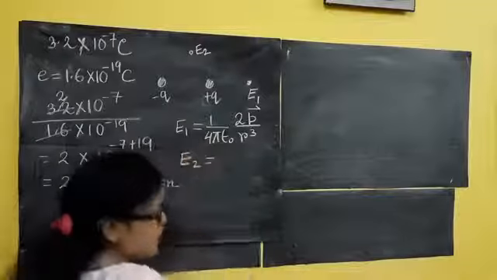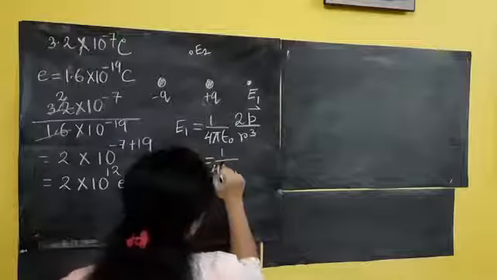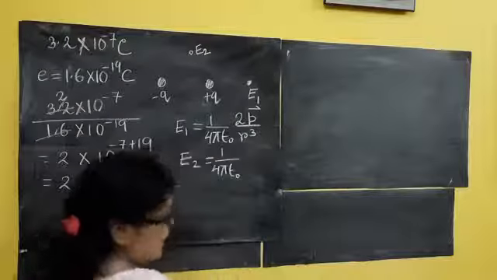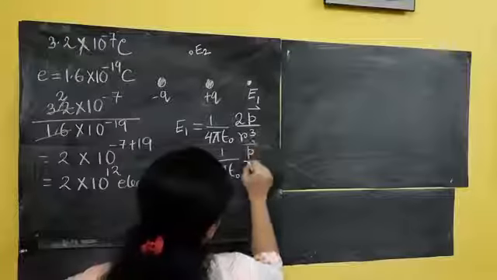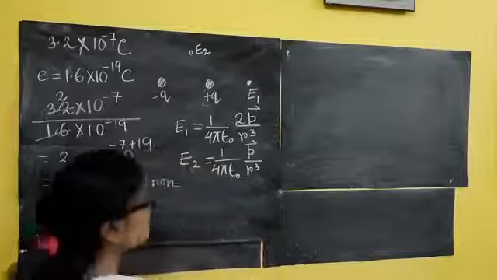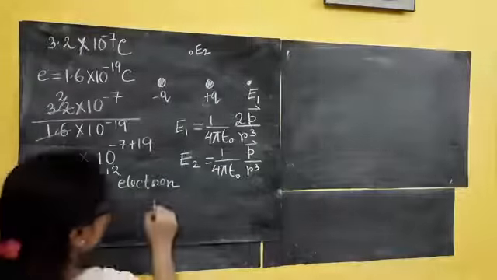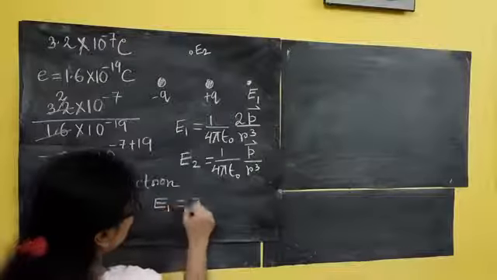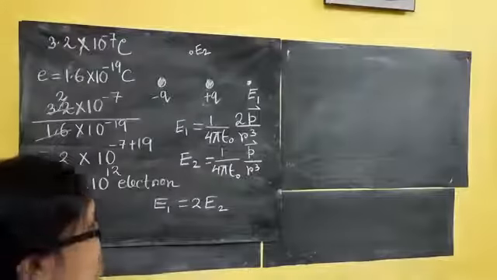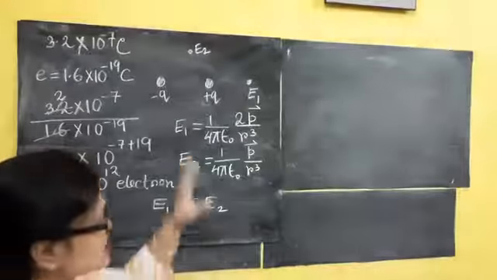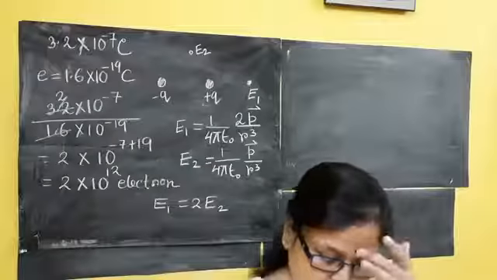E2, at the perpendicular bisector position, will be 1 by 4 pi epsilon 0 into P by R cube. So what is the relation between E1 and E2? E1 is equal to twice E2. Clear? It is 2 marks. You just need to memorize this. Practice 100 times and you can easily memorize it. Nothing to worry about. So next one.